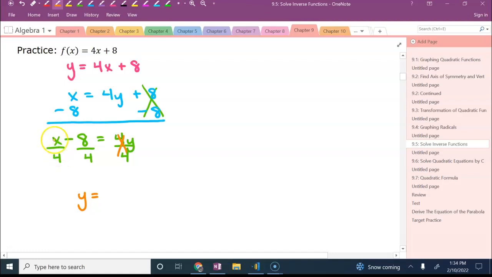And then when you divide over here, remember there's a 1 in front of that x, so it becomes 1/4 x, and then negative 8 divided by 4 would be negative 2, so minus 2. And there's your inverse function.